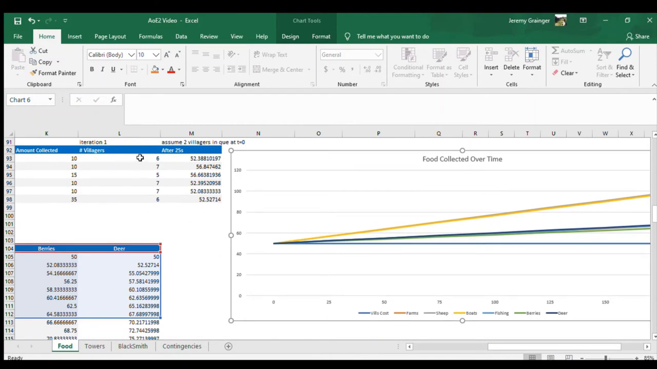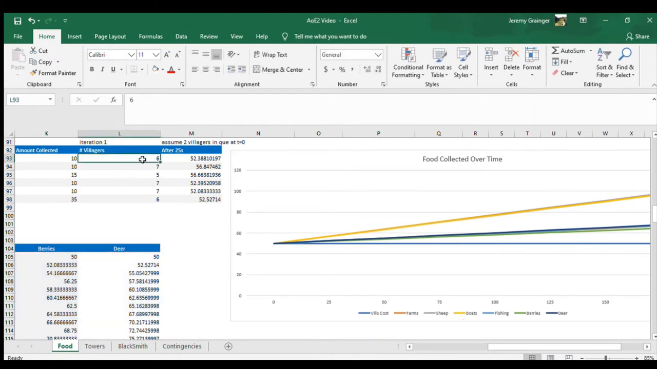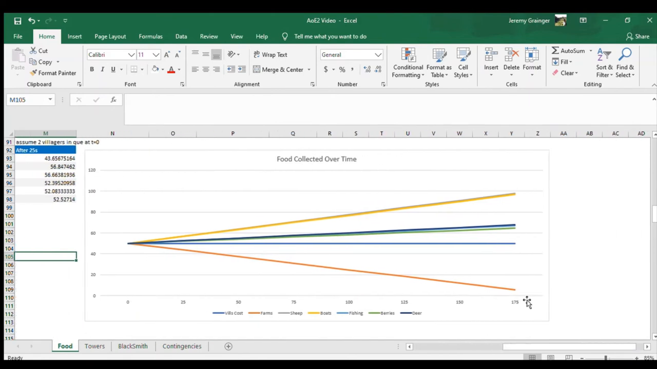Let's say, remember this was for farms, I decide that I want to stick 5 villagers on farms. Now we can see that from the go, I am losing this much food over time. And eventually, probably around 200 seconds, I'm going to get to a point where the villagers aren't able to sustain the amount of food.